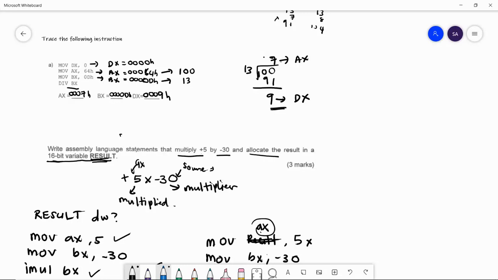So jadi 7 ni kita akan letak dalam AX as a quotient, and then the 9 will be put into the DX as a remainder sebab we use a 16 bit. So definitely we have to use 4 digit of hexa. Your answer should be put into 4 digit of hexa. So AX, so you have a 007H, okay. Your BX remain 00DH.